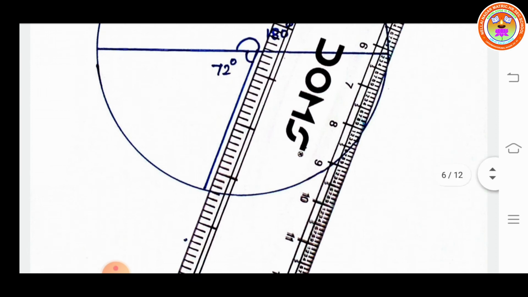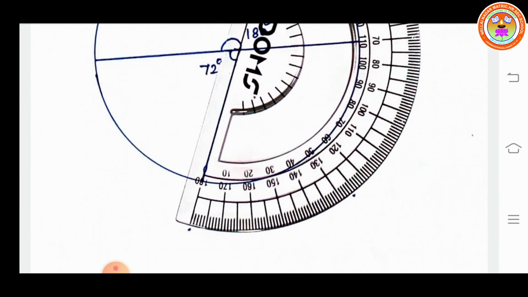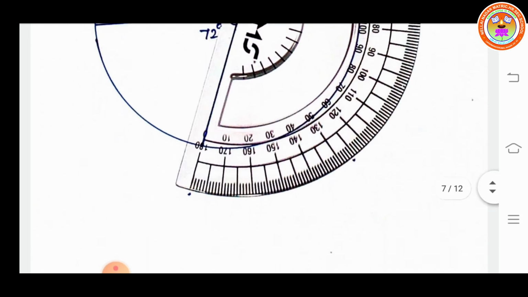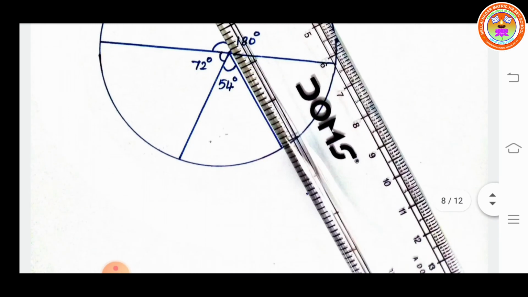Next one, place the protractor on the new radius and mark the angle 54 degree for rent. Remove the protractor. Join that marked point to the center of the circle like this by using scale and pencil. And mark the angle as 54 degree.